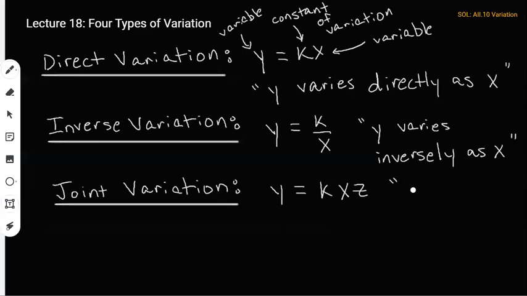So when we write this out in words, we say y varies jointly as x and z. So now we're adding the variable z to the mix. And then the last type of variation that we learn is combined. Combined variation.